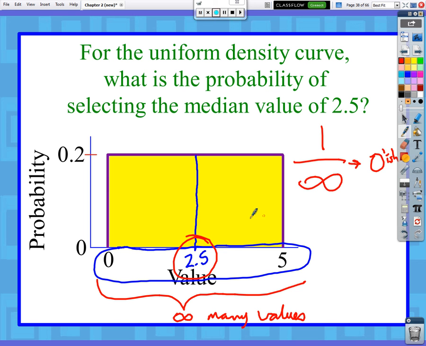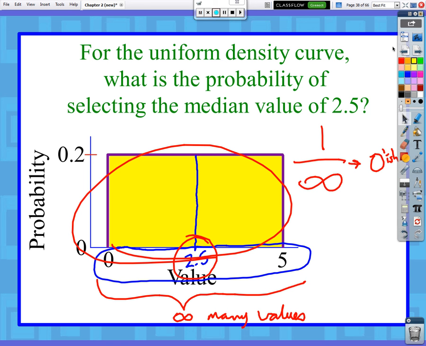So that would be true for any such value between 0 and 5. But what would happen if you took all those 1 out of infinities and added them all together? Then you would get 100% of your density curve, which seems a little weird, right? You have all these little zero-ishes, but all those zero-ishes added together add up to be 1.